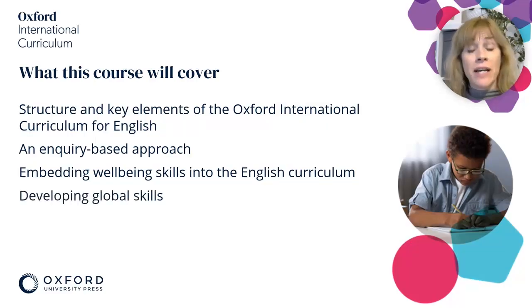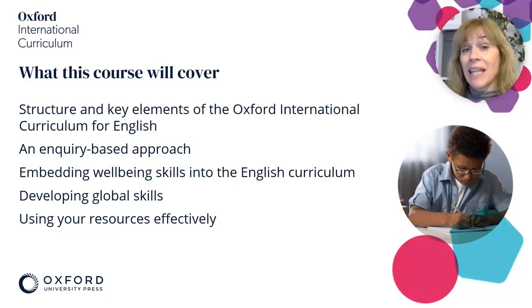The other major strand woven into the English curriculum is global skills. These skills are vital in preparing students for the wider world beyond school. They will equip students with the functional skills they need in society and the workplace to communicate and collaborate with others and to become responsible global citizens. The final part of this course looks at how to use the accompanying English resources.